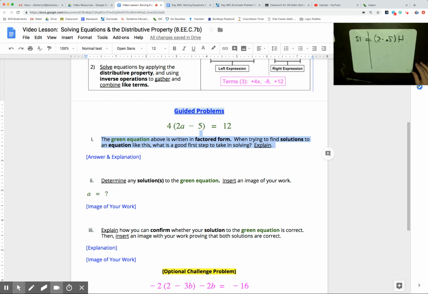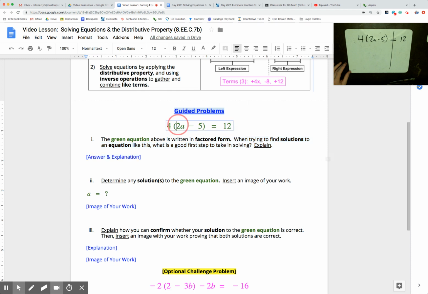And now that you're coming back from working on this on your own, we're going to take a look first at part 1. It says the green equation above is written in factored form. That means this 4 has been factored out of the 2a and the -5 term. That's why we see parentheses. The 4 was factored out of both of these terms inside the parentheses. They ask us, when trying to find solutions to an equation like this, what is a good first step to take in solving them?